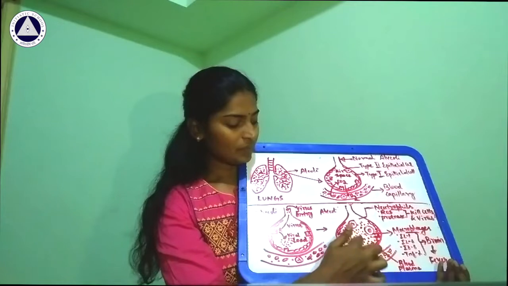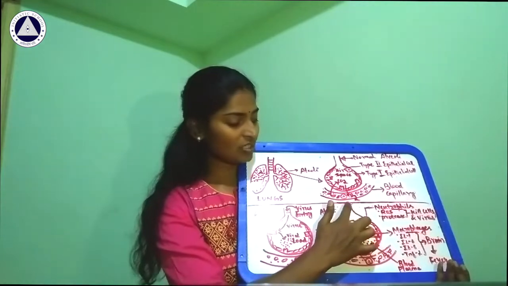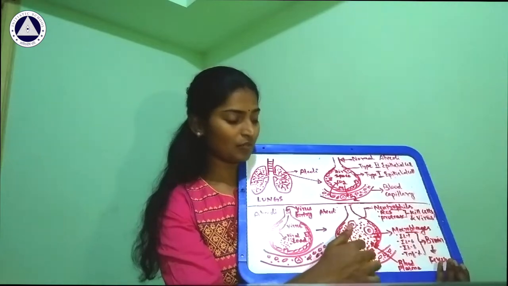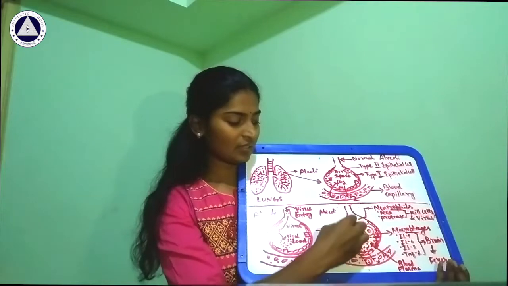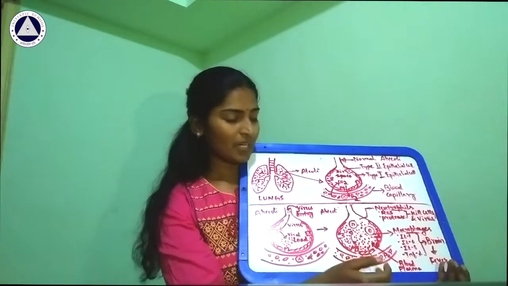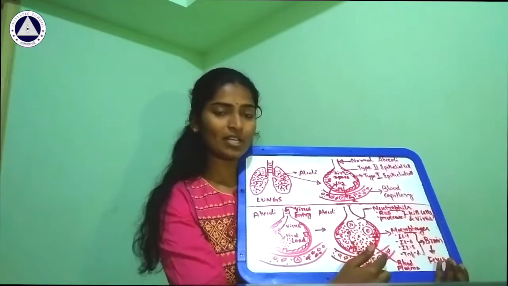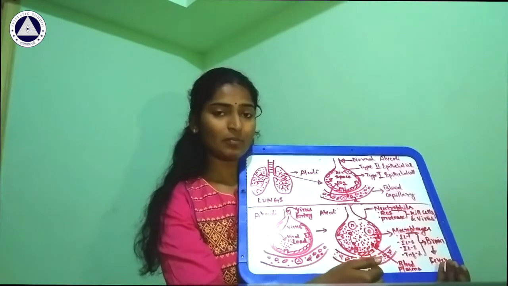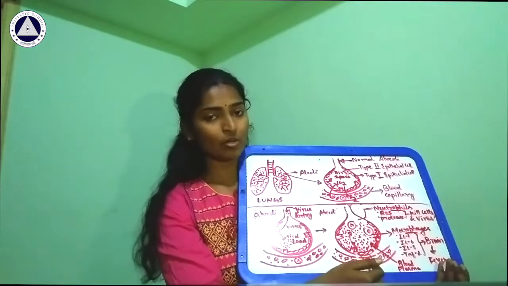So now, due to the accumulation of protein-rich plasma, the oxygen which has entered inside the alveolus is not able to diffuse into the blood, because the entire alveolus is filled with blood plasma. As a result, the blood will be devoid of oxygen. That is, it will have very little oxygen. So this condition where the blood is deficient of oxygen leads to hypoxia.